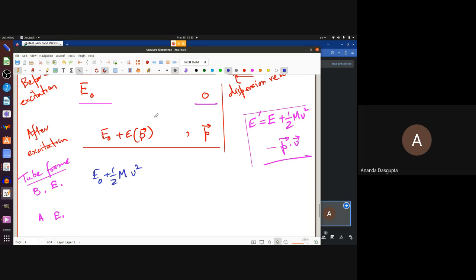What about after the excitation? After the excitation, this is the energy in the fluid frame. In the tube frame, this is going to be your E. And now what will you get?